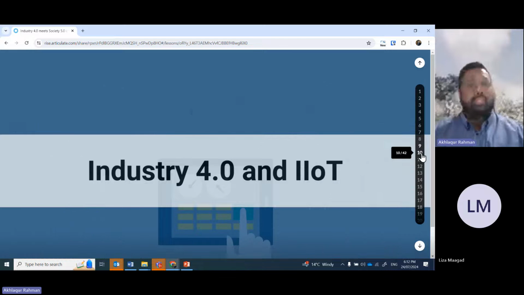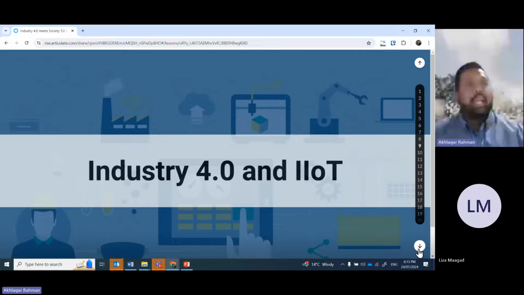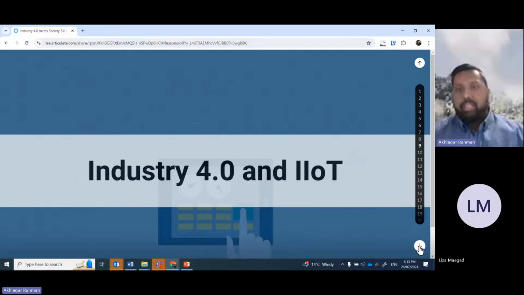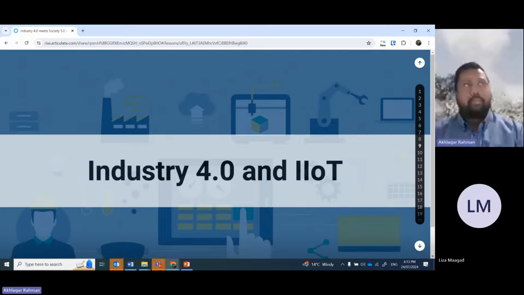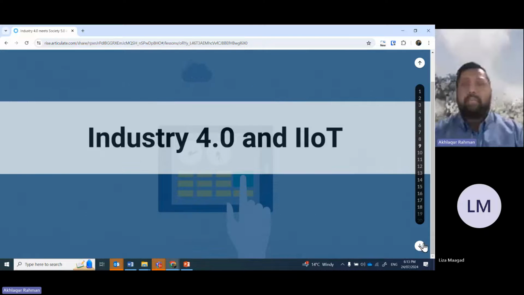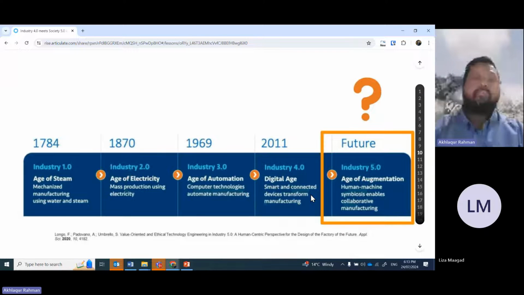So the first thing we'll start now is with Industry 4.0 and industrial IoT, right? So Industry 4.0, and you'll see that as we start discussing this topic, Industry 4.0 is basically the fourth industrial revolution, right?